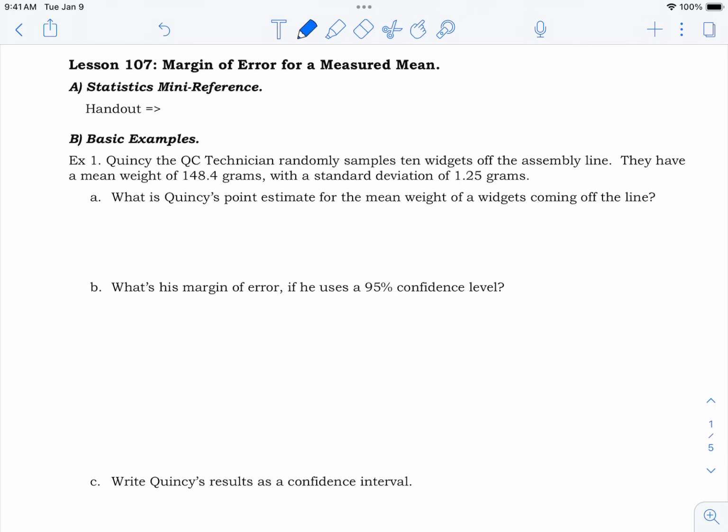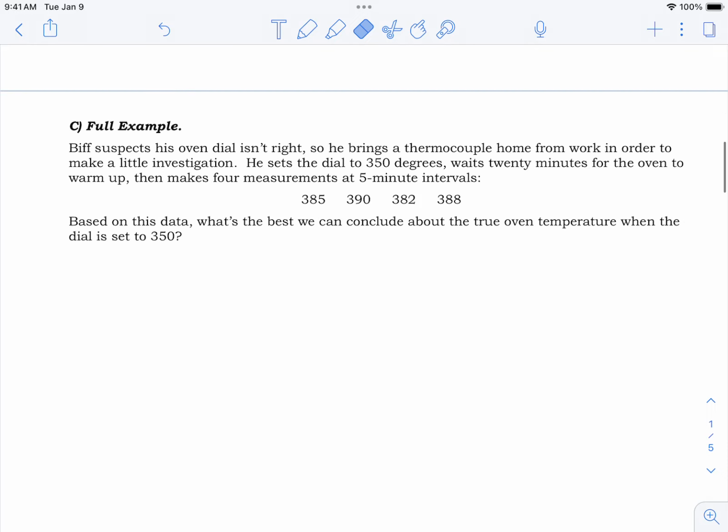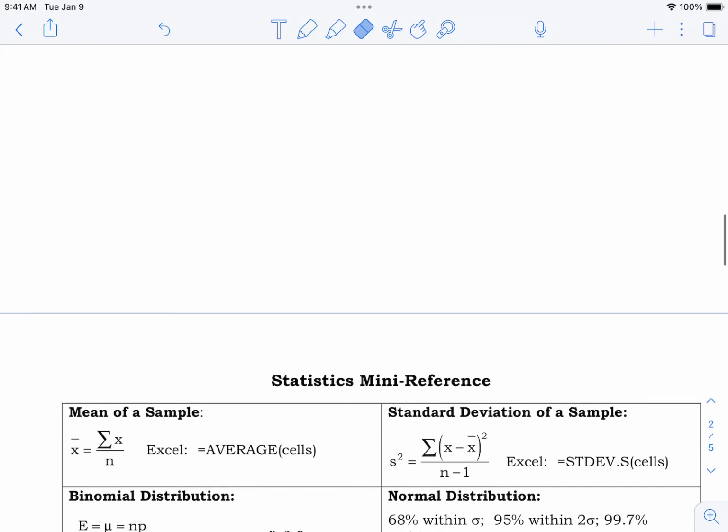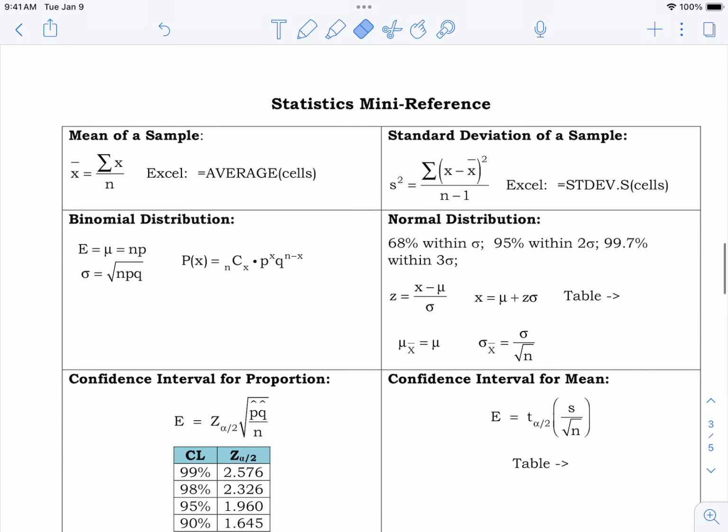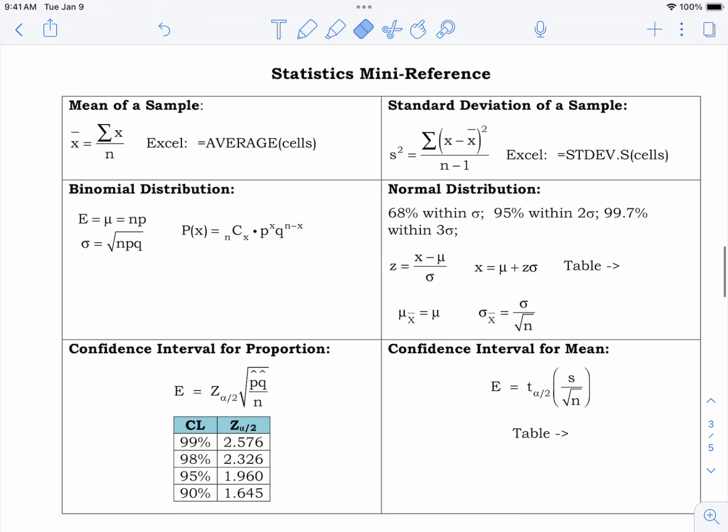So, part A here says statistics mini reference. Now, you kind of got that already. I'm going to show it to you because I just tacked it on the end of this. This is actually, in terms of number of pages, a short lecture. It's only two pages. Here's the statistics mini reference. So, you know what this formula says. It says if you want to find the mean of some numbers, you add them all up and divide by the number of numbers.